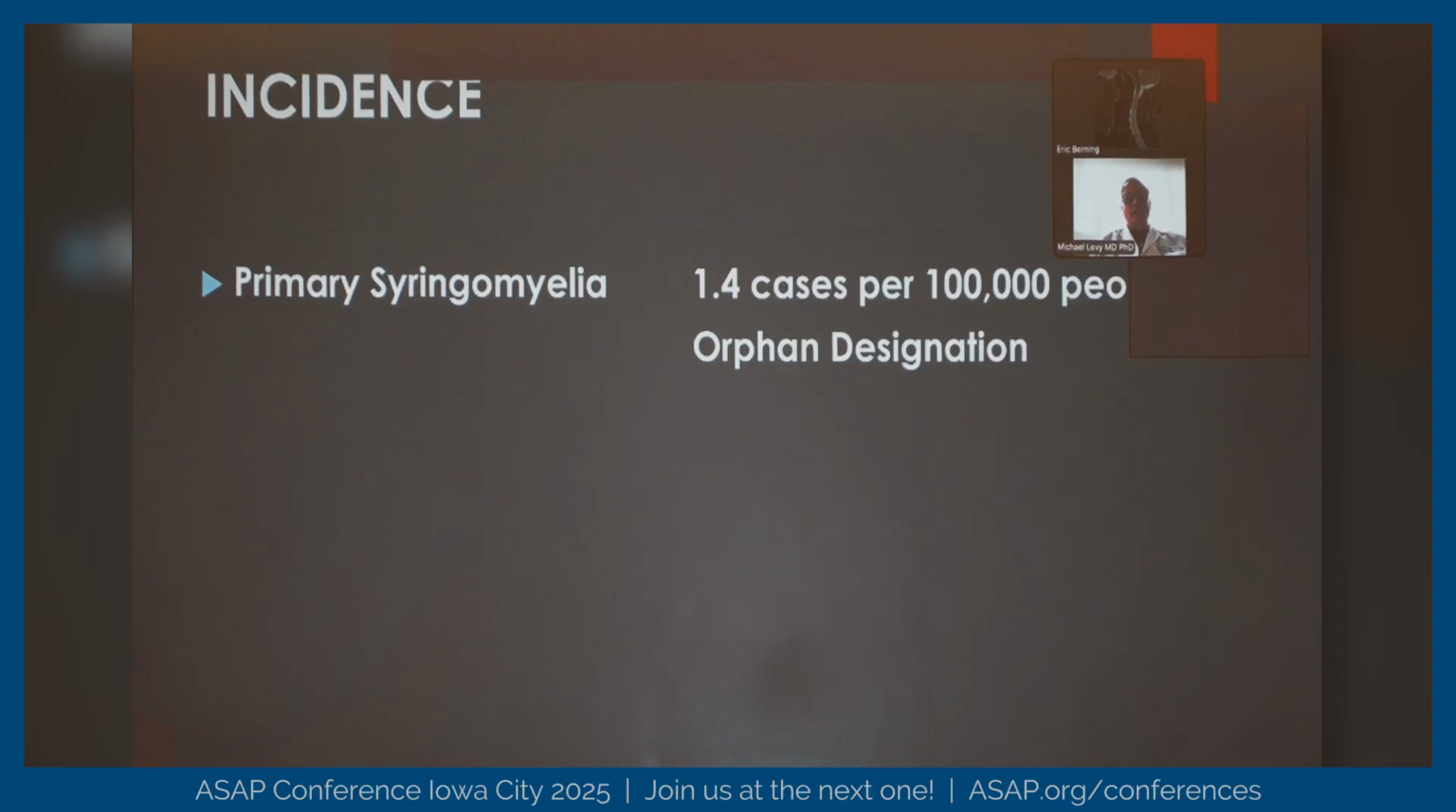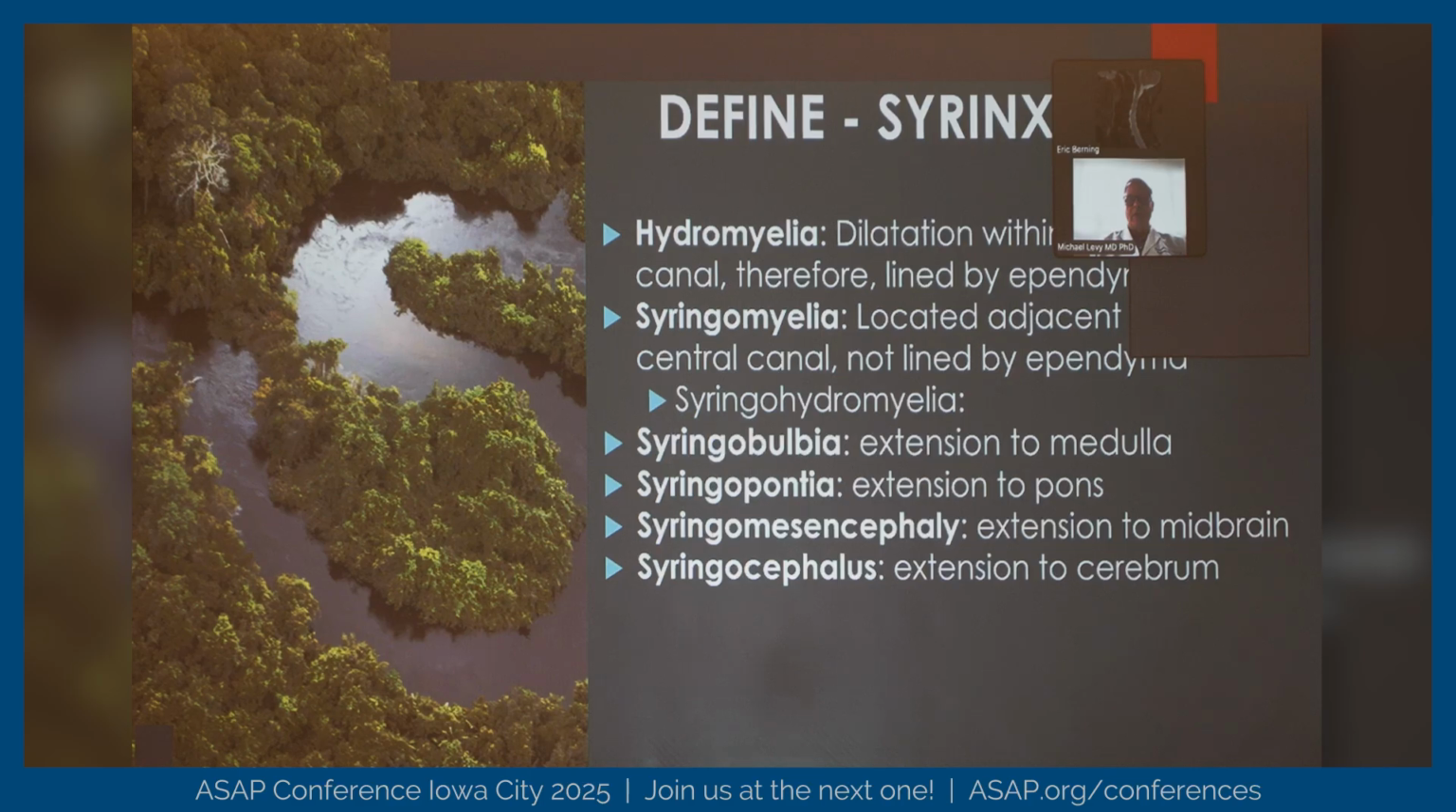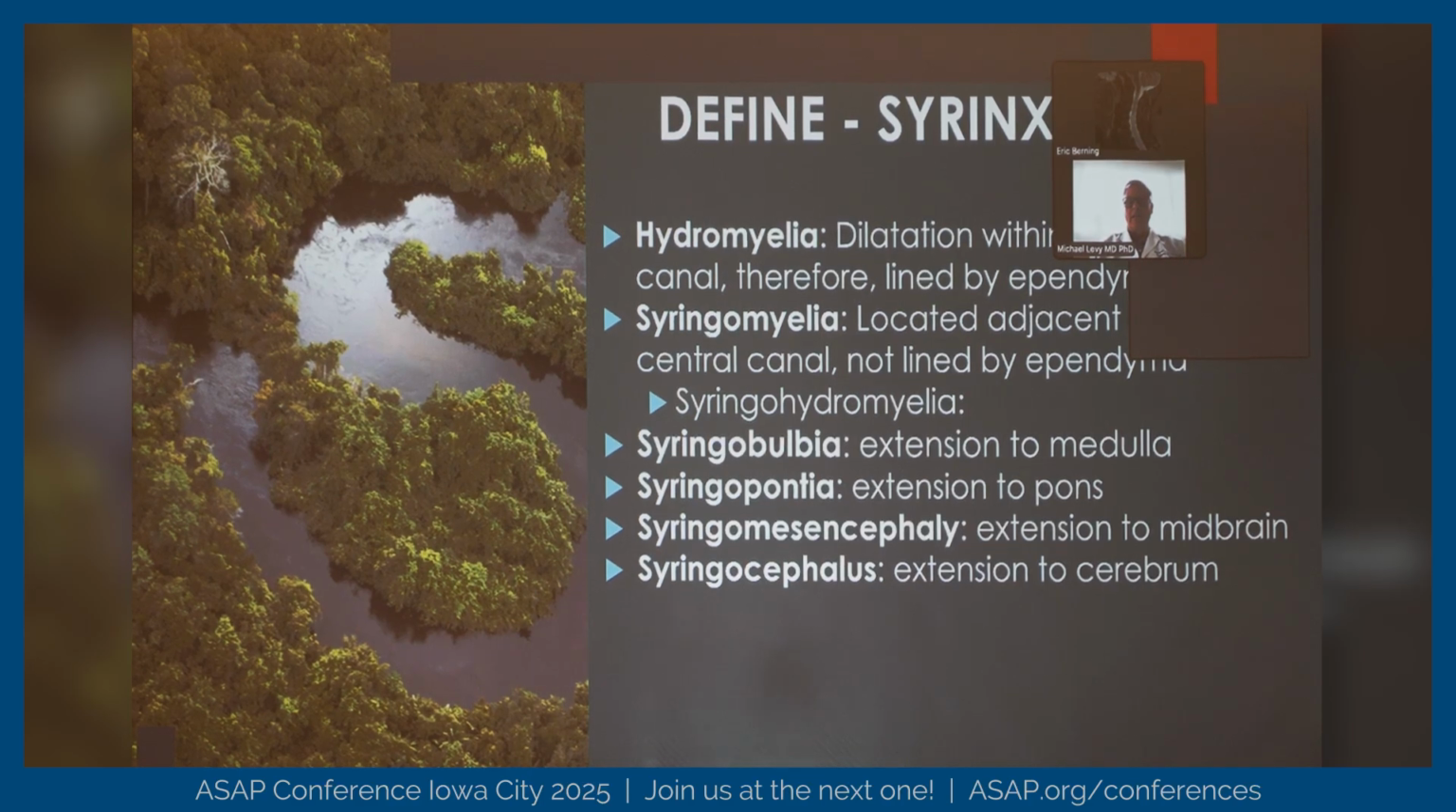So basically, in talking about a primary syrinx, this is considered to be an orphan disease, given its rarity of 1.4 cases for approximately every 100,000 members of the population. I'm going to go in and define the different types of syrinxes, this being the initial statement, but I'll get into a little more detail about this.